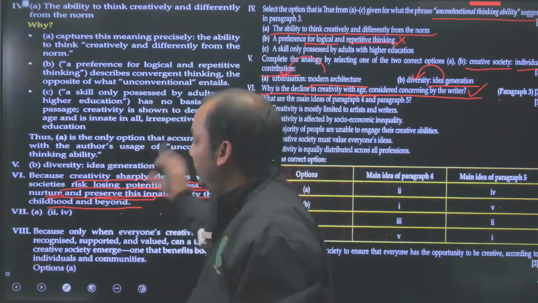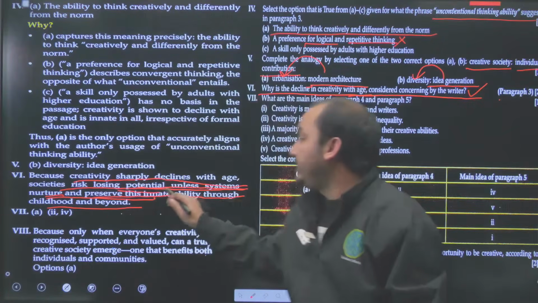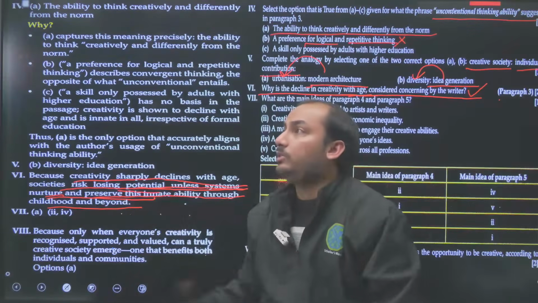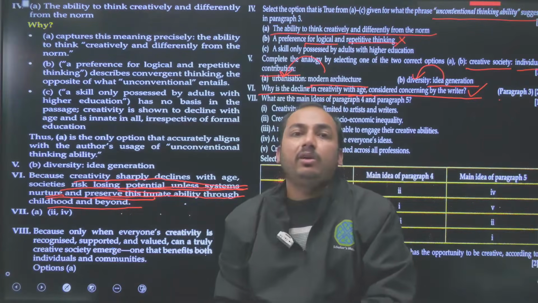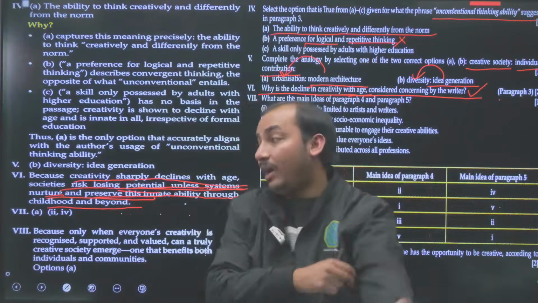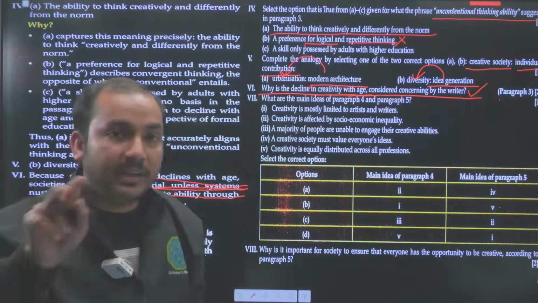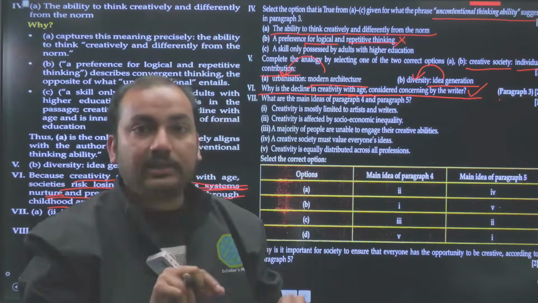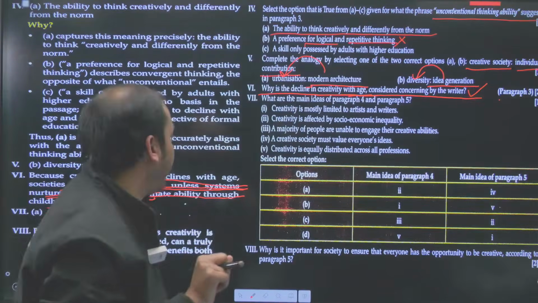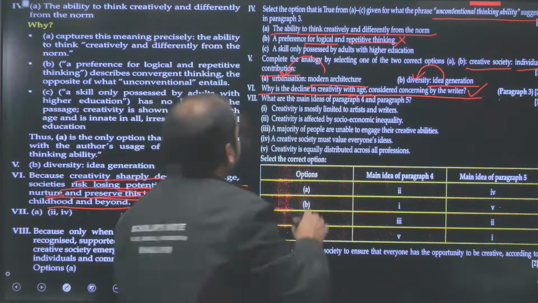So the correct answer for this question was: risk losing potential unless systems nurture and preserve this innate ability through childhood and beyond. I have seen in many copies that the answer to this question was written far too long. Some of them have written half a page for just this little question. Whenever you are given a 2-mark question in the passage, remember one thing: you just have to write 30 to 40 words, not more than that. That will be enough for a good score. Move to the next question here.